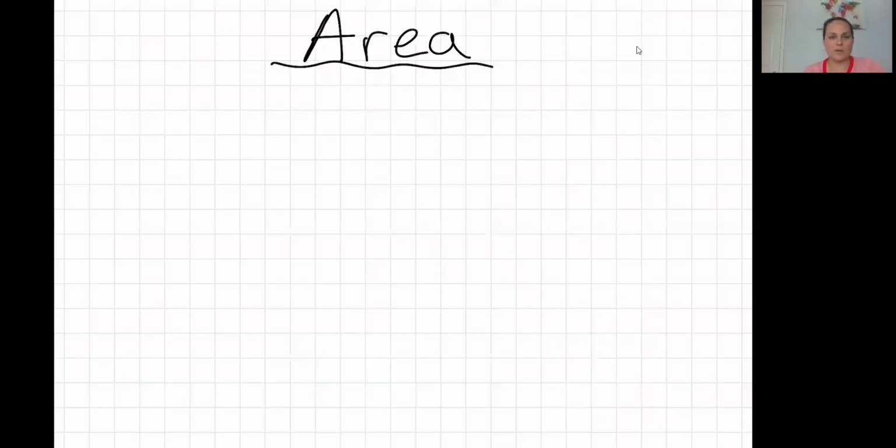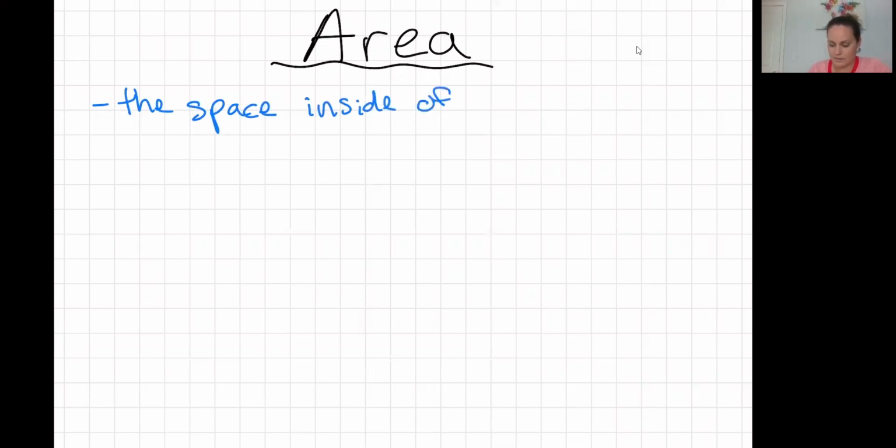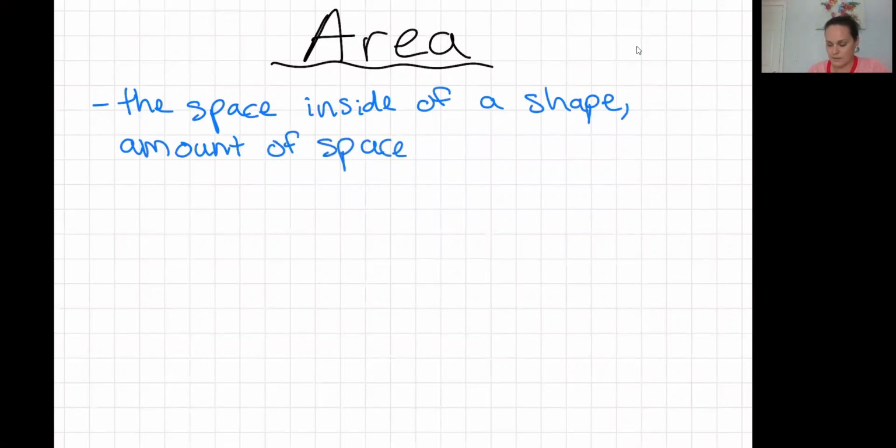Here we go. So when we're talking about area, we need to know the definition of it first to help us understand what it is that we're trying to find. So the area of a shape, go ahead and grab your pencils or your notebooks if you want to write down this definition, is the space inside of a shape. Or I like to say the amount of space a shape takes up.